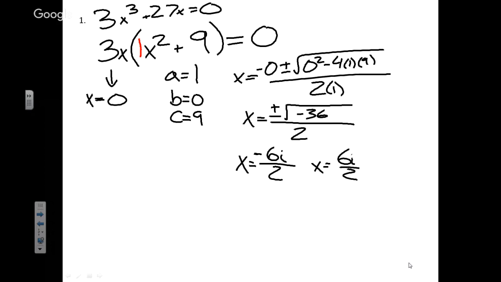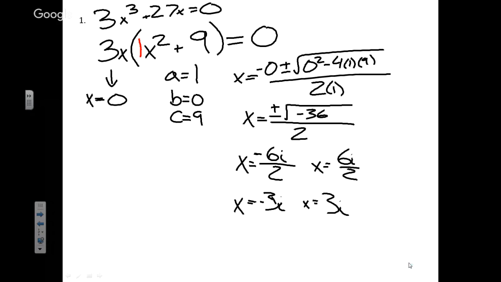So can we simplify these anymore? Yeah, because we can do 6 divided by 2, right? So what we're going to be left with is just x equals -3i, and x equals 3i.